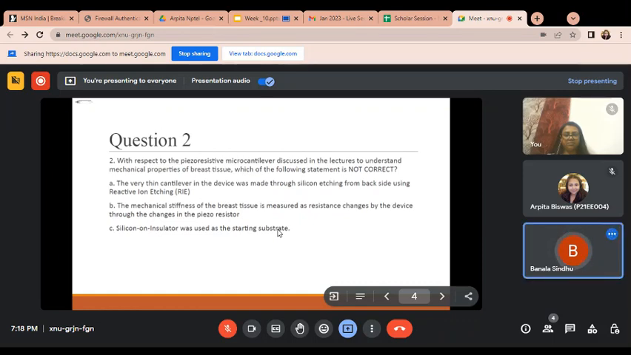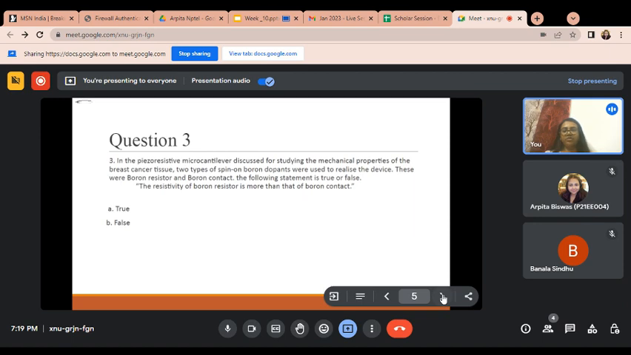Ma'am, I think first option, ma'am. Yes, the first option is the right answer. The very thin cantilever in the device was made through silicon etching from the backside using reactive ion etching. So it is not the correct statement, and the right option is option A.